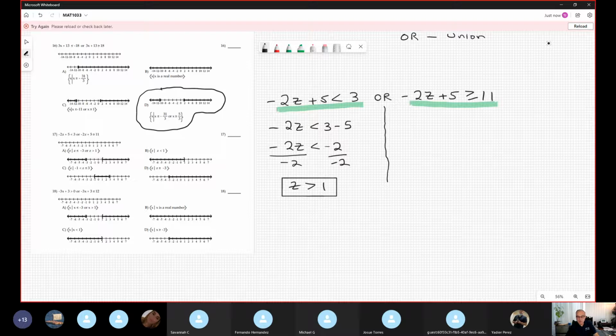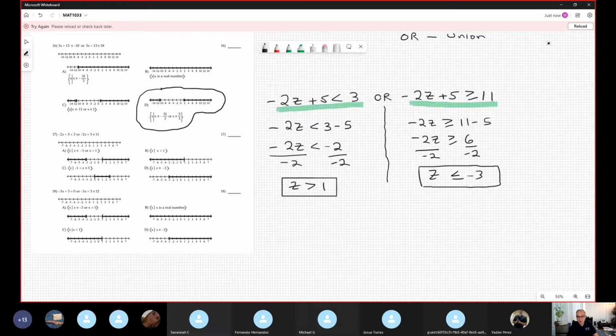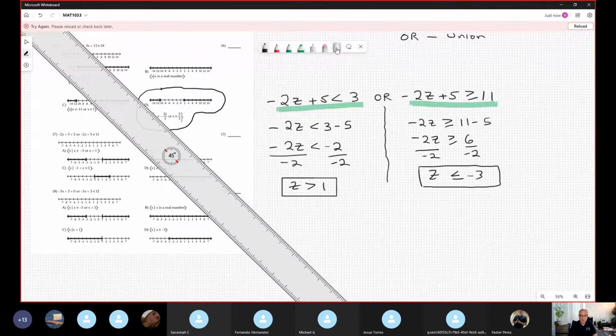The second piece is similar: minus 2c greater than or equal to 11 minus 5. Minus 2c greater than or equal to 6. Divided by negative 2 again, c alone is negative 3. And this is less than or equal to. Equal stays the same, however greater than is changed to less than, or less than changed to greater than. So now we have this information.